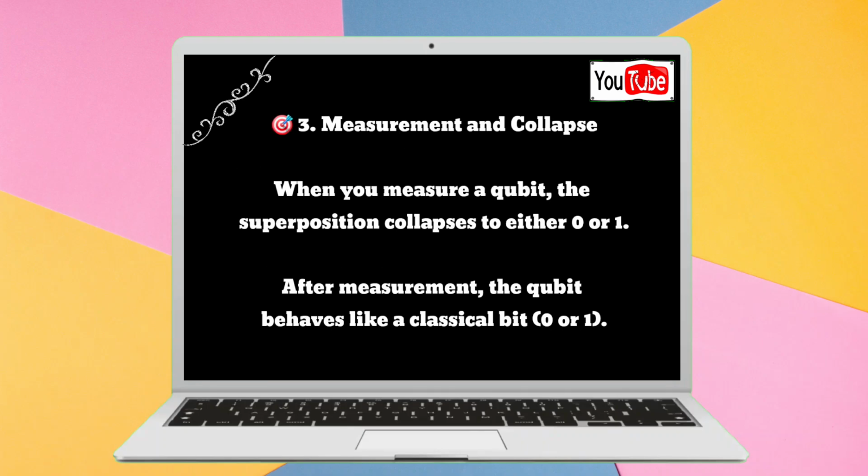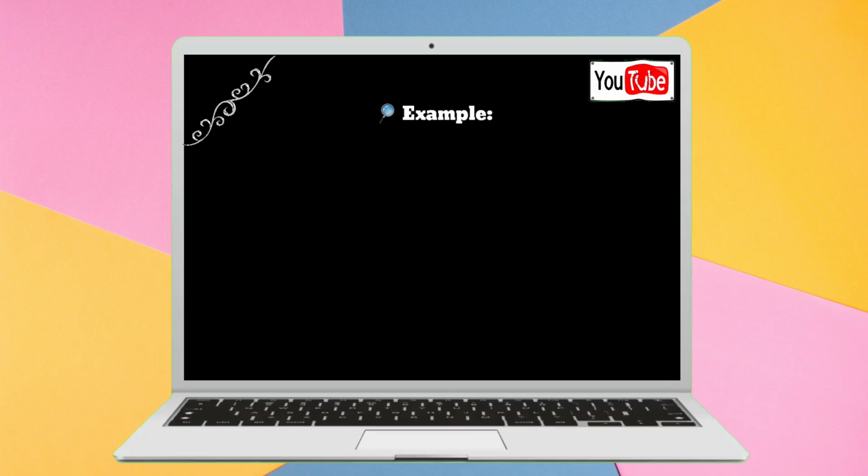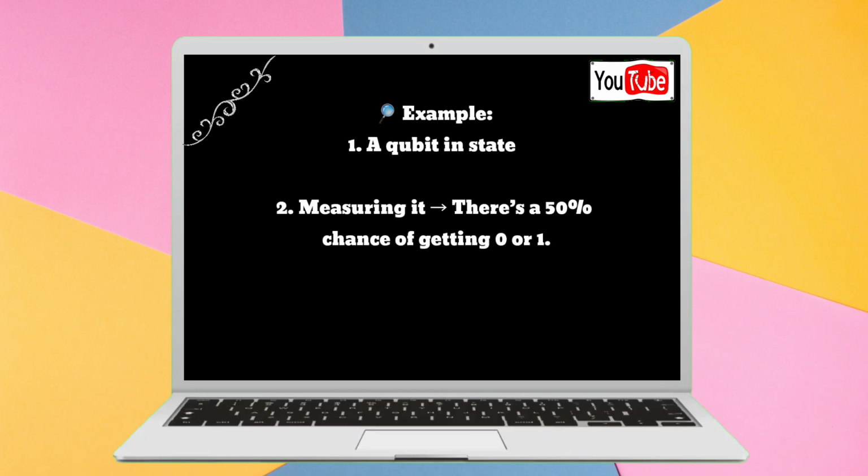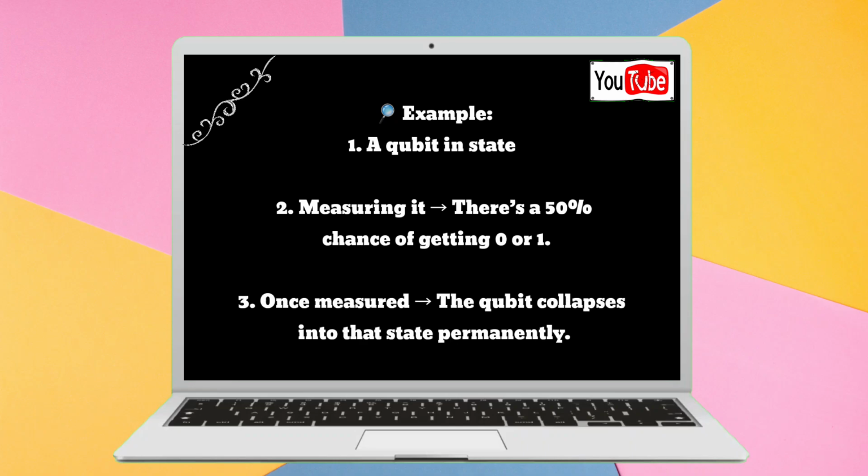3. Measurement and collapse. When you measure a qubit, the superposition collapses to either 0 or 1. After measurement, the qubit behaves like a classical bit, 0 or 1. Example: 1. A qubit in superposition state. 2. Measuring it, there's a 50% chance of getting 0 or 1. 3. Once measured, the qubit collapses into that state permanently.